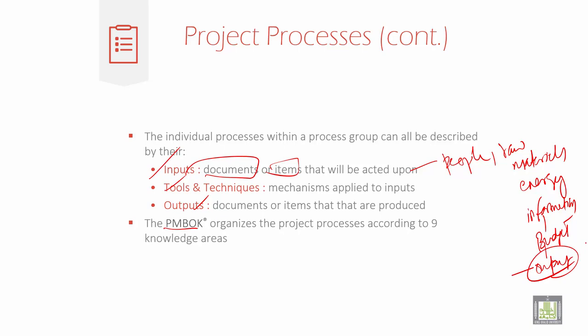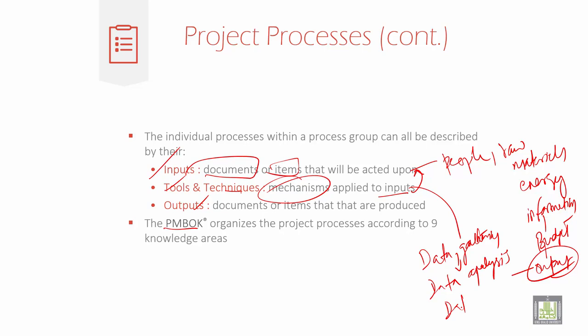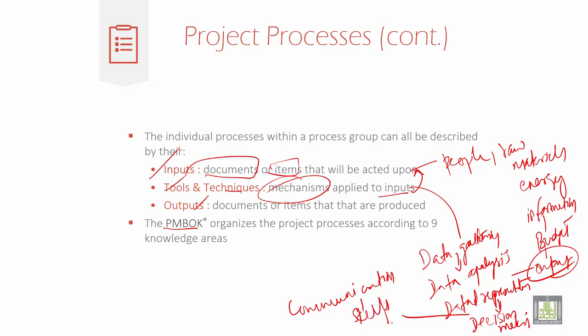Then we have tools and techniques. They are the mechanisms applied to the inputs. We have details like data gathering, which is very important, then data analysis, data representation, decision making, communication, and skills. All these can be seen as tools and technique mechanisms applied to the inputs to get the outputs. The outputs are documents and items produced based on this data, given as feedback for getting the result.